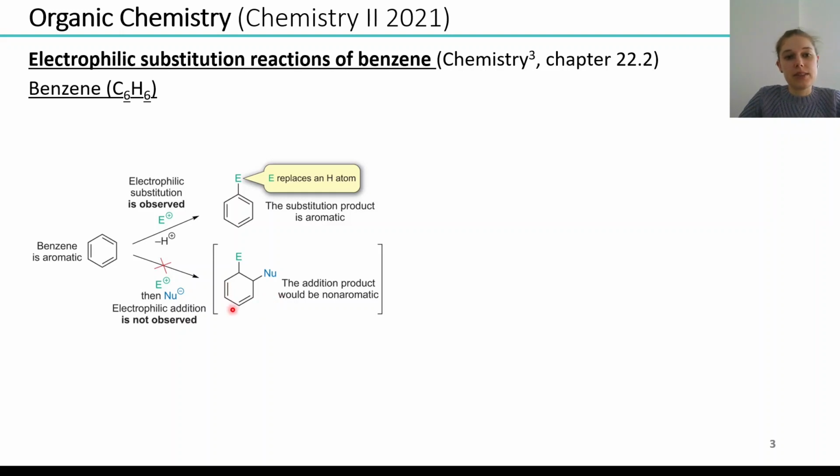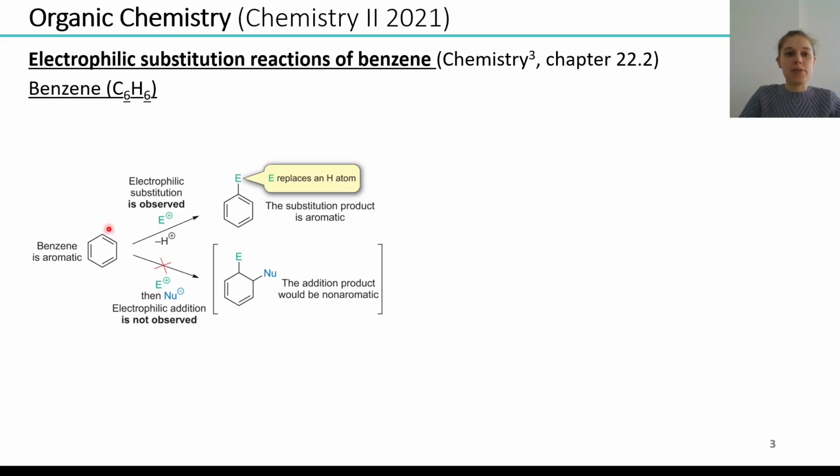So we have here 4 remaining carbon atoms that are sp2 hybridized, but the carbon atom where the electrophile and the nucleophile are now attached would be sp3 hybridized. And that means the aromaticity of benzene would be broken. This already explains why benzene does not react in this way, but instead undergoes electrophilic substitution reactions.